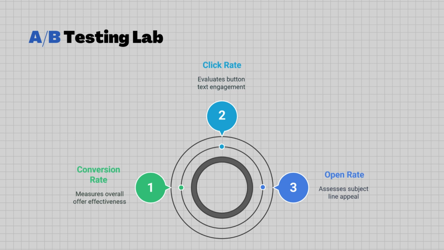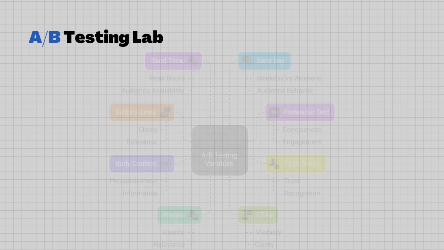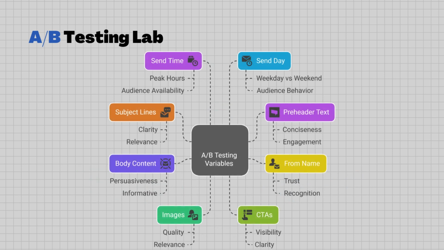Open rate for subject line tests, click-through rate, CTR, for content and layout tests, or conversion and purchase rate for final calls to action. For example, if you compare two CTAs, "buy now" versus "shop today," track clicks on that button. Common variables include subject lines, pre-header text, from name, body content, images, CTAs, send time, and day. Remember, test only one element at a time to isolate its impact.